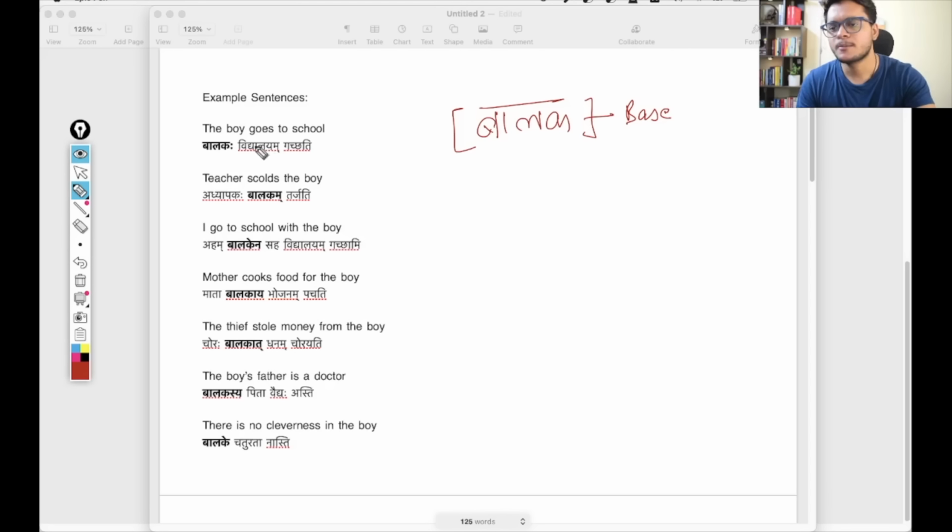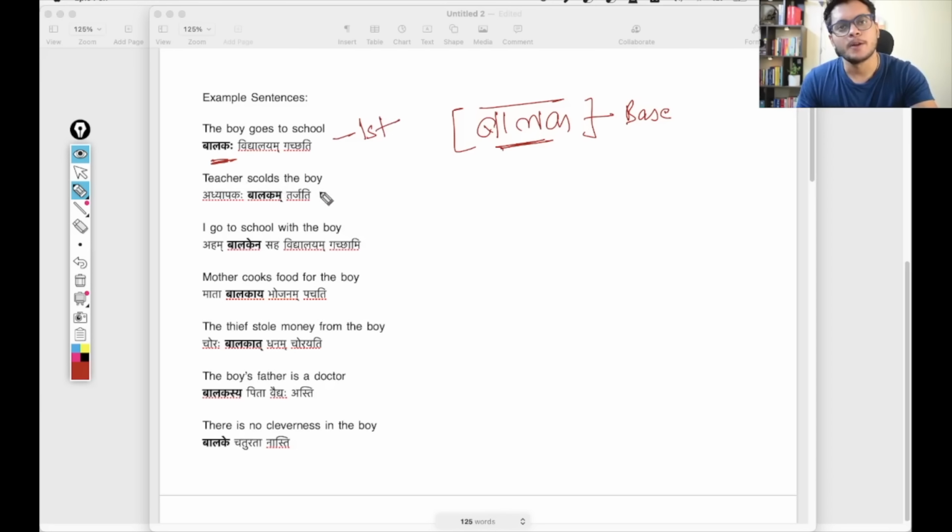The first sentence: the boy goes to school. Simple sentence, balakah vidyalayam gacchati. Gacchati means he goes, she goes, the third person verb. Here, the boy, balak, is the one who is doing the action. So, boy is the subject. This much you already know because I have reiterated it so many times. So, balak changes into balakah to denote the first case.